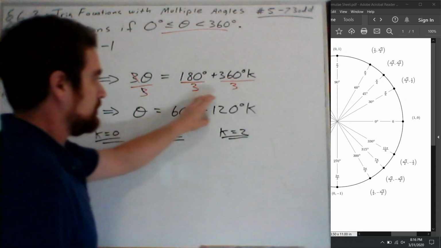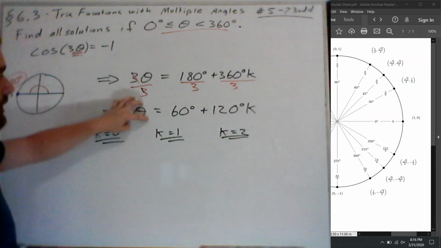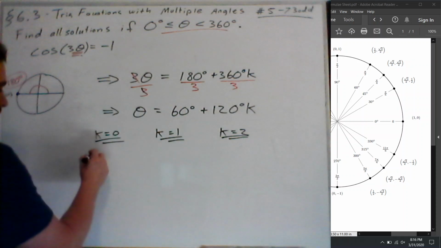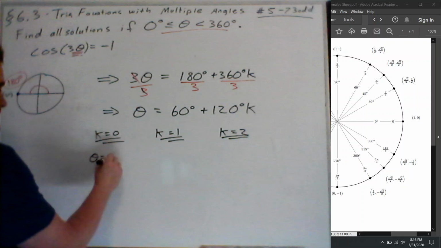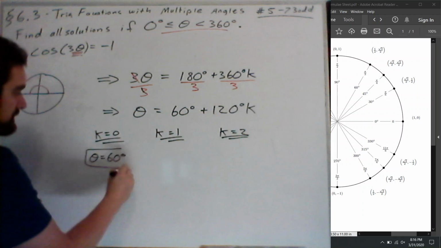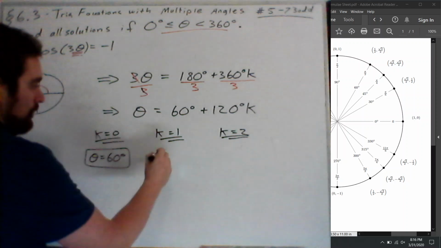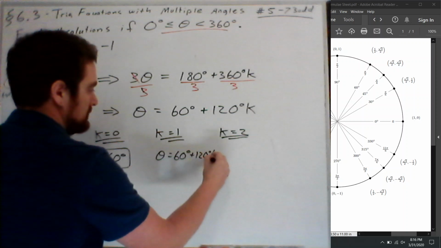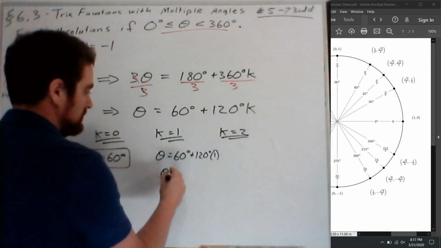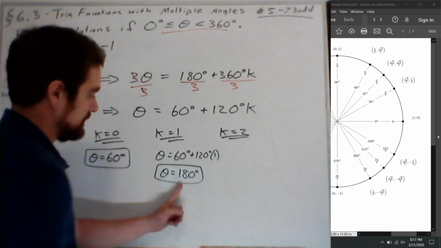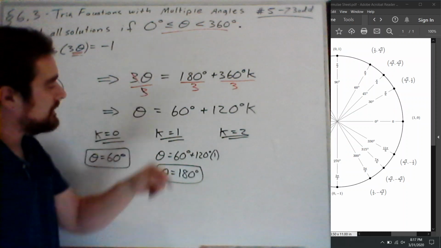So this is the general format for the answer, but they don't want all the general answers. They want between 0 and 360. So theta is 60 degrees plus 120 times 0, so it's just 60 degrees. Or theta could be 60 degrees plus 120 degrees times 1. Okay, that means theta is 180 degrees. Again, notice, still in the proper spot.